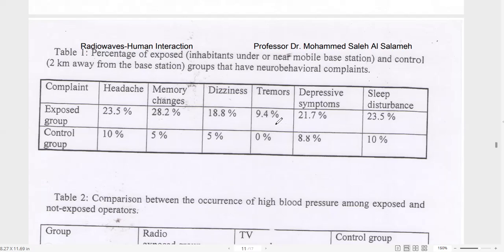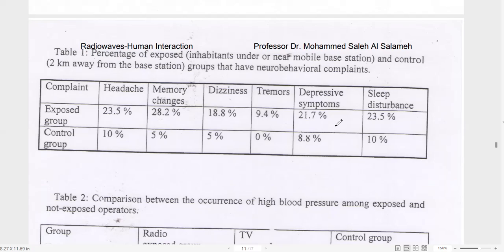Tremors: 9.4% of the people living near towers have complaints of tremors, whereas no one living away from the tower suffers from tremor. No one has tremor out of the people living away from the tower.